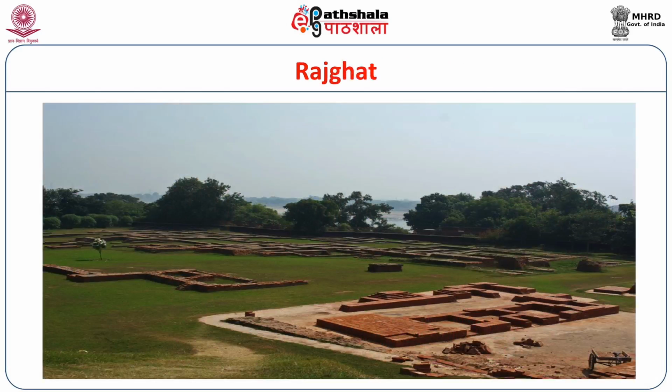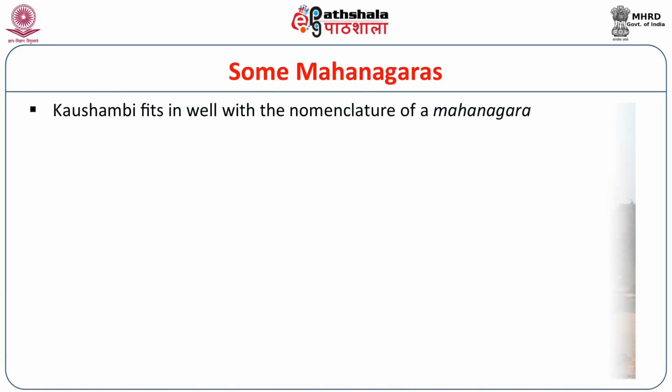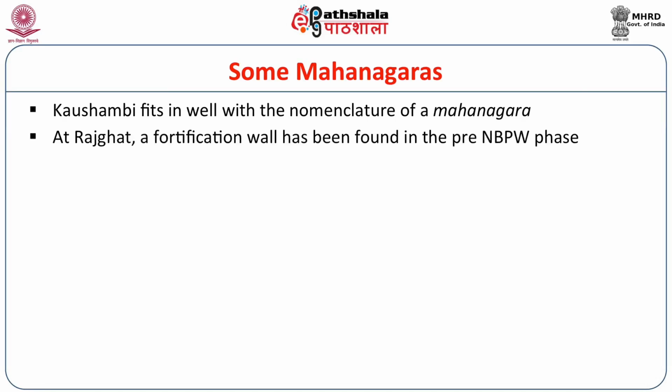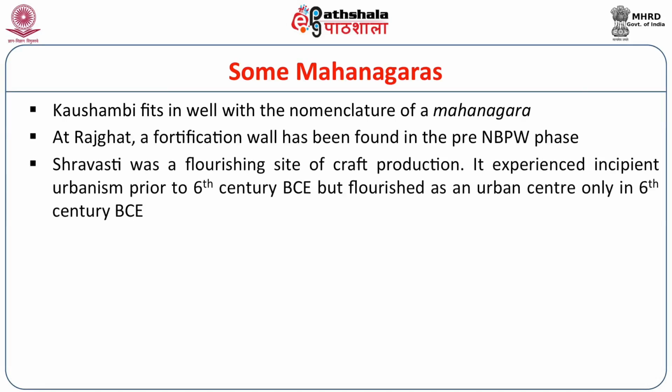Rajghat also gives us some idea of the structure or the layout of an urban center. Some of the Mahanagaras fit in well with the nomenclature that we find in the text. At Rajghat, as I mentioned, a fortification wall has been found in the pre-NBPW phase. Shravasti was a flourishing site of craft production. It experienced incipient urbanism prior to the 6th century BC, but flourished as an urban center only in the 6th century BC.